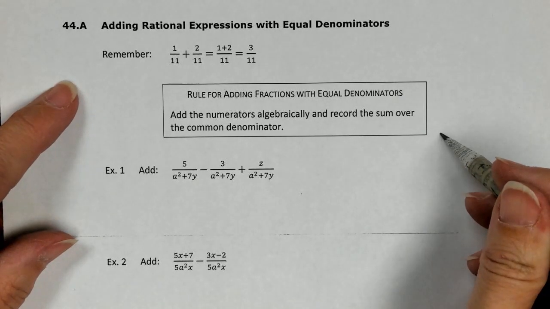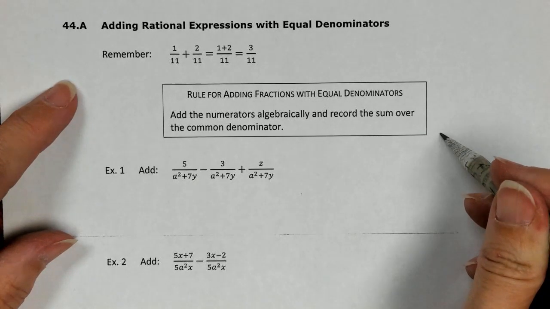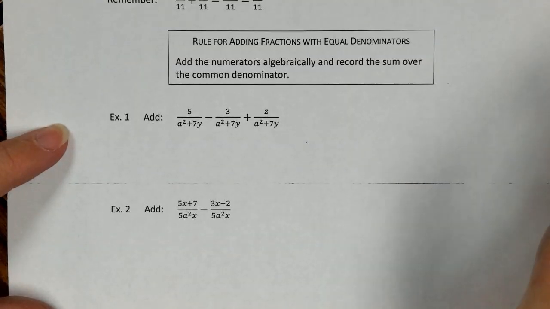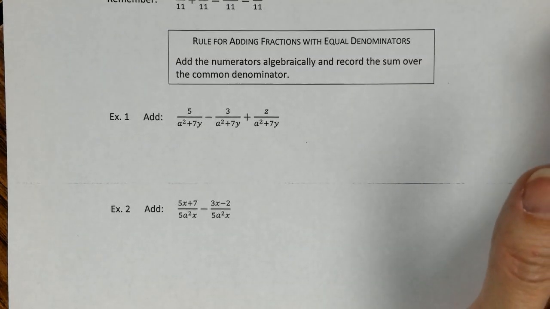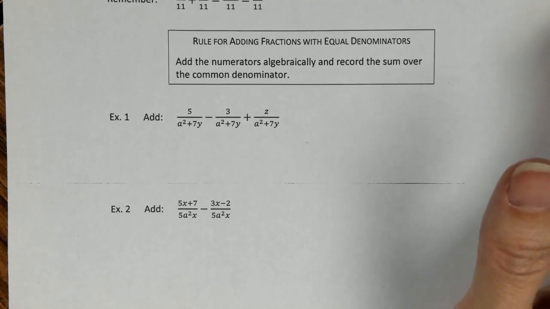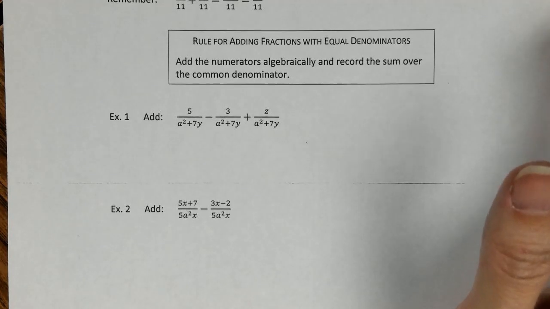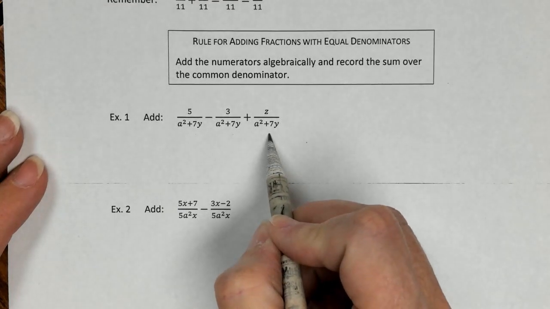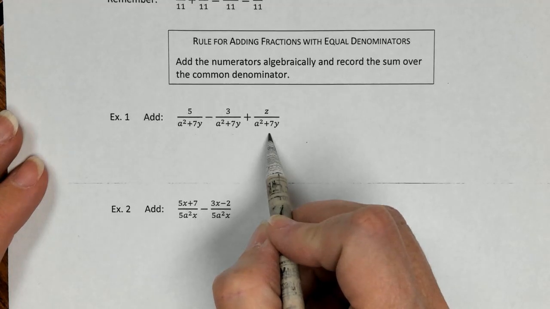Our rule for adding fractions that have equal denominators is to add the numerators algebraically and record the sum over that common denominator. Of course, we're in algebra, so we're going to start having sums with variables, but those variables are just standing in for numbers. So the same rules we've been using when it was totally numbers work whenever there are variables. Here in example 1, take a look at these denominators. They are all totally identical. So all we need to do is add and subtract the numerators as indicated here.